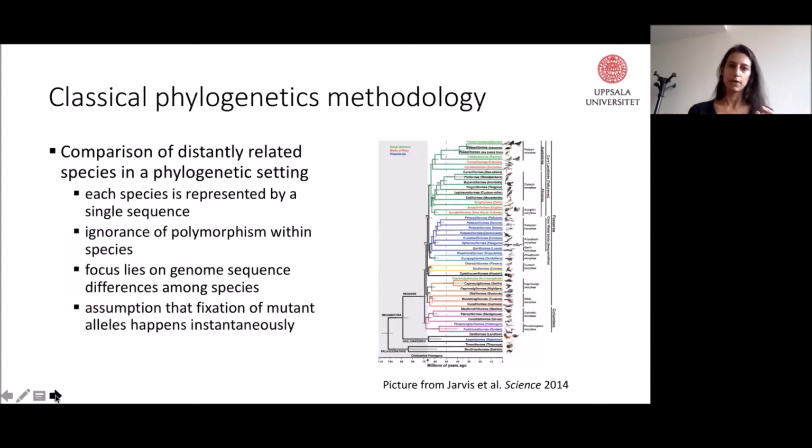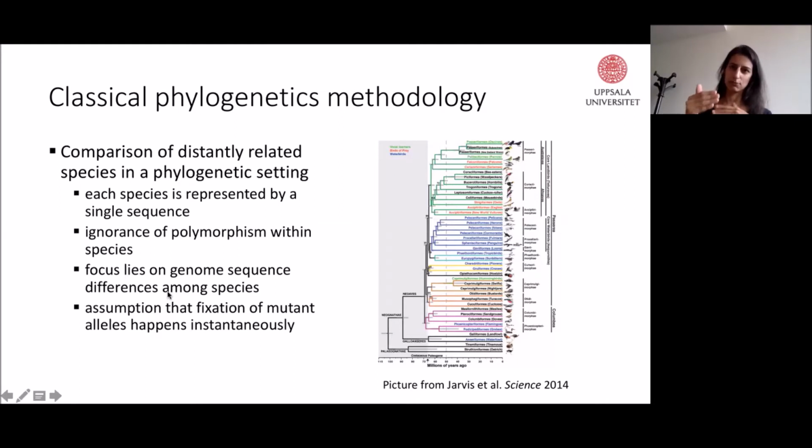So if we now look at phylogenetic analysis, what is phylogenetic analysis? In phylogenetic analysis, we compare distantly related species, and we know the phylogenetic relationship among the species. And then what we do is we let each species be represented by a single sequence. That means we ignore polymorphism. So we implicitly make the assumption polymorphism doesn't exist or is negligible. That's an implicit assumption we make by representing each species by a single sequence. And then we focus on variation between species, ignoring variation within species.